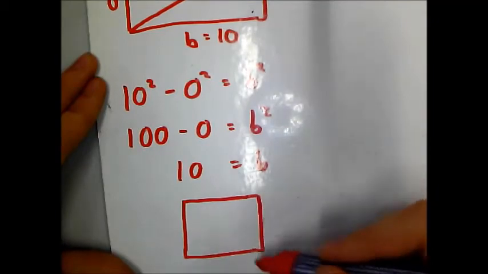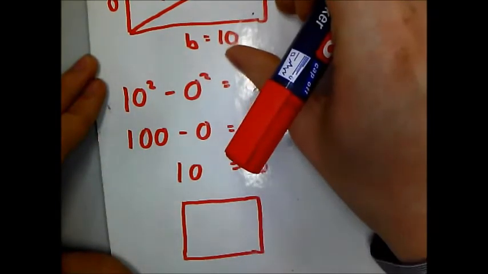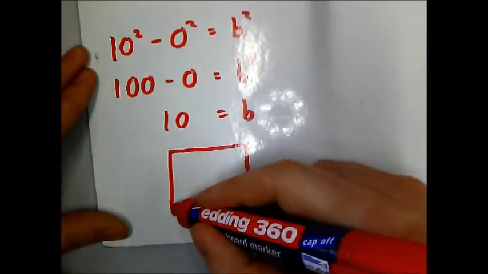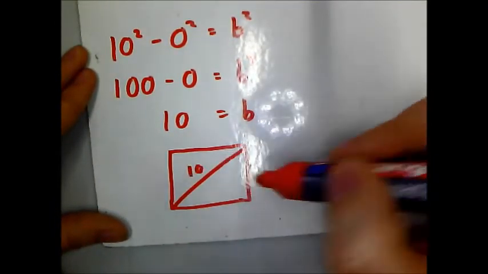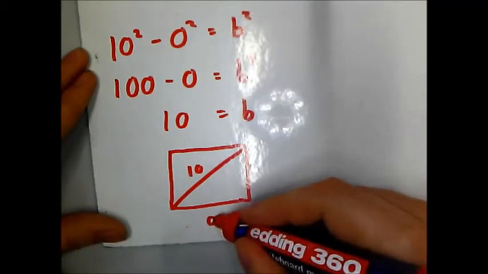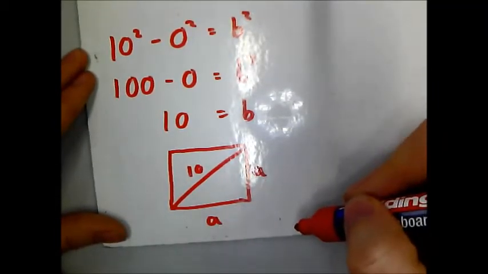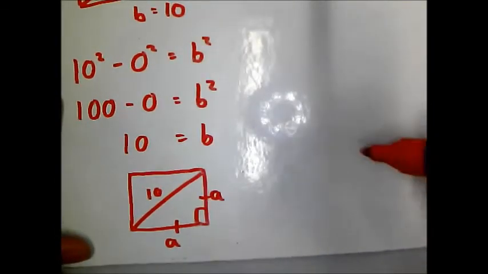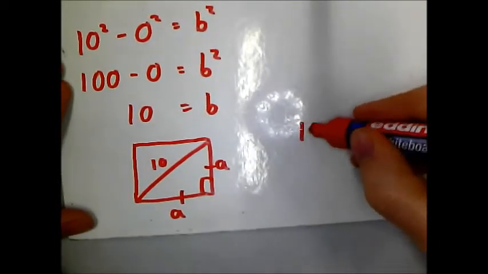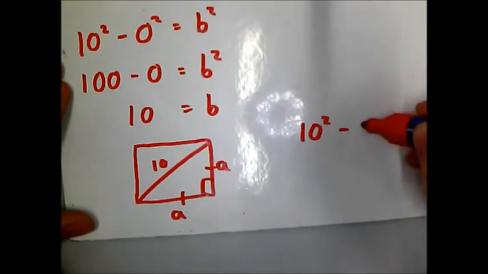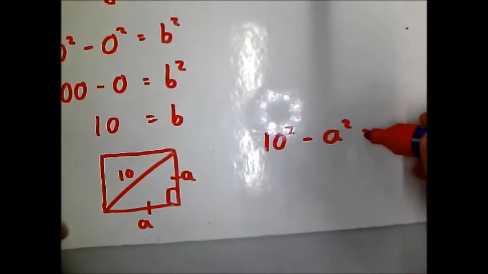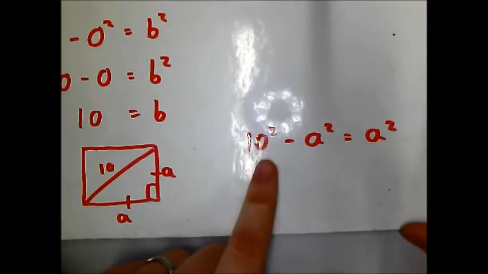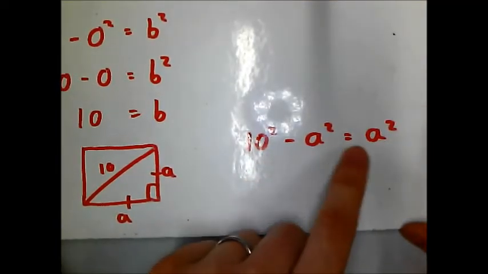Otherwise, these values are going to negate each other out. So when it's a square with a diagonal 10, I want to work out these values here. This is going to be an isosceles right angle. So using this condition, I've got 10 squared, take away a squared, will equal a squared, because the hypotenuse take away the shorter side will equal the other shorter side, and they're the same value.